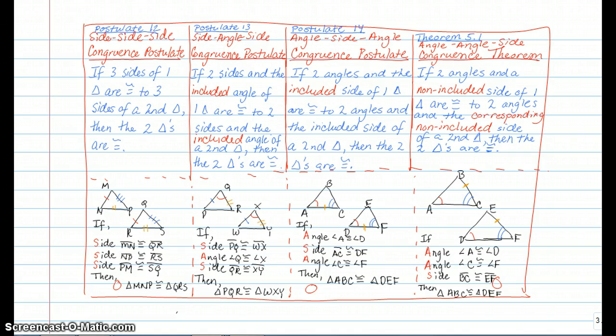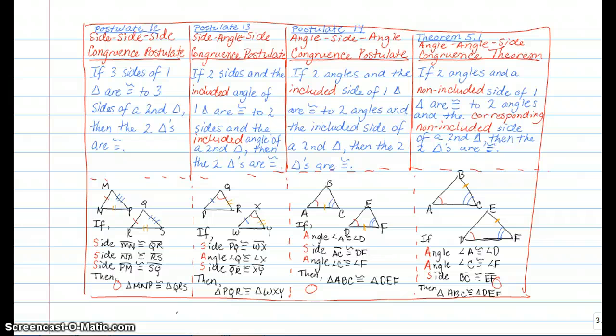Let's go back and do postulate 13 again. Side angle side congruence postulate. If 2 sides and the included angle of one triangle are congruent to 2 sides and the included angle of a second triangle, then the 2 triangles are congruent. So you have triangle PQR and triangle WXY.